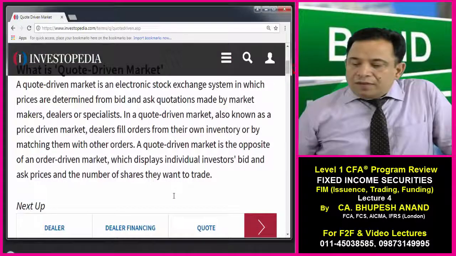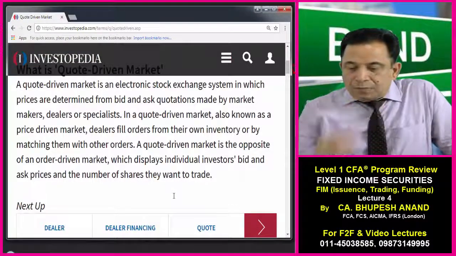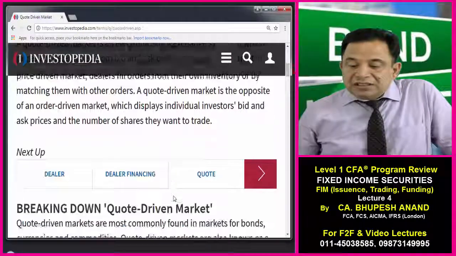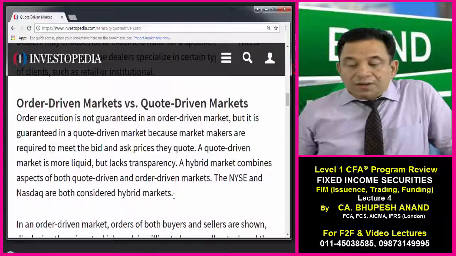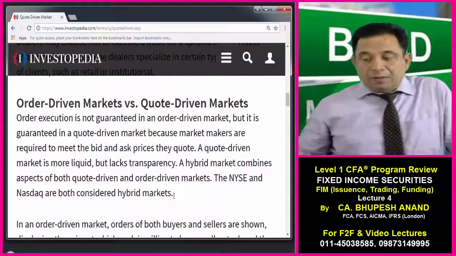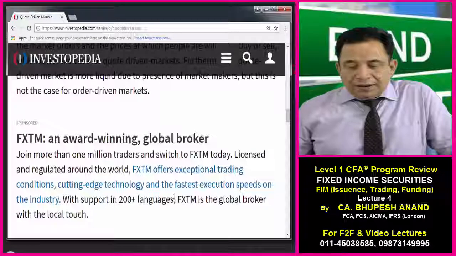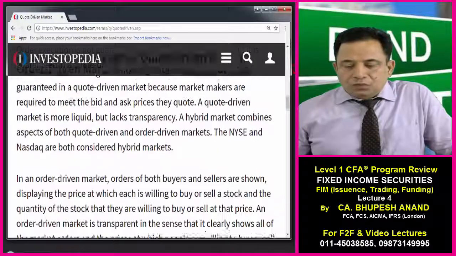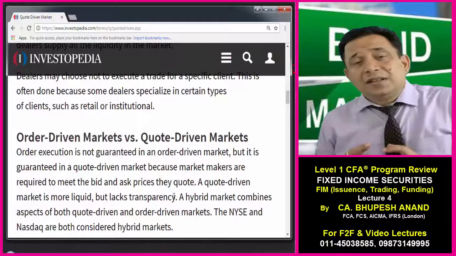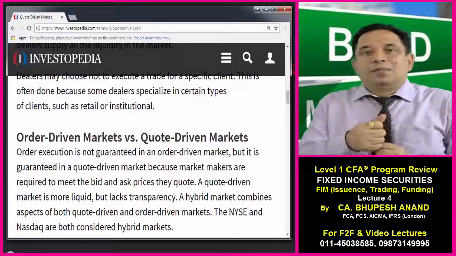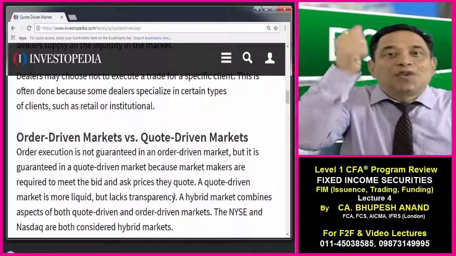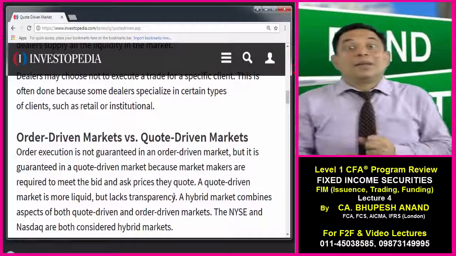In a quote-driven market, also known as a price-driven market, dealers will fill orders at these quotes. It means there is a difference between quote-driven and order-driven. They have given the difference between order-driven markets and quote-driven markets. When I say order-driven, it depends upon the order, and it is not necessary that the order will be filled. But in quote-driven, it is certain that the order will be filled, because it depends upon the quote.